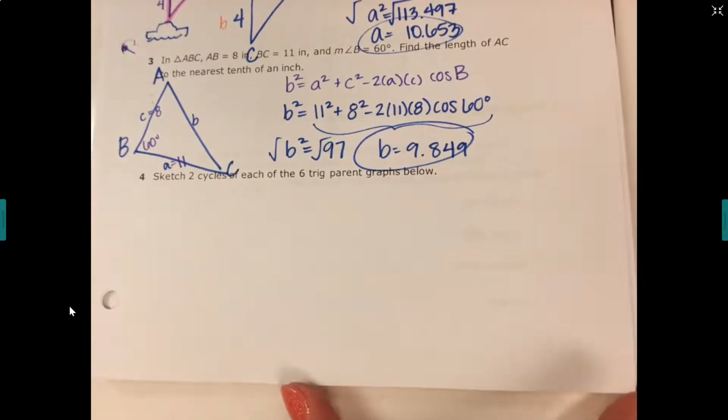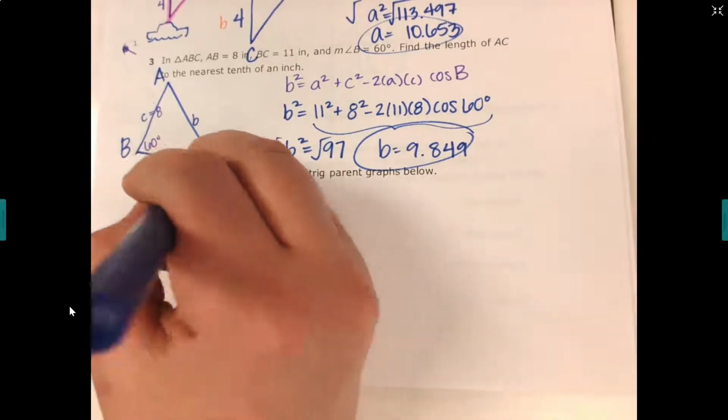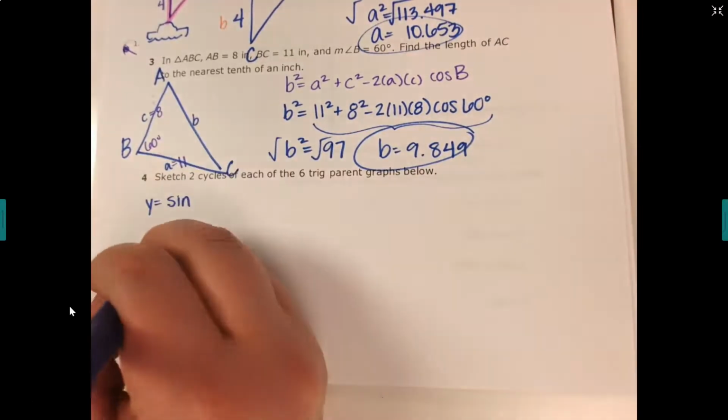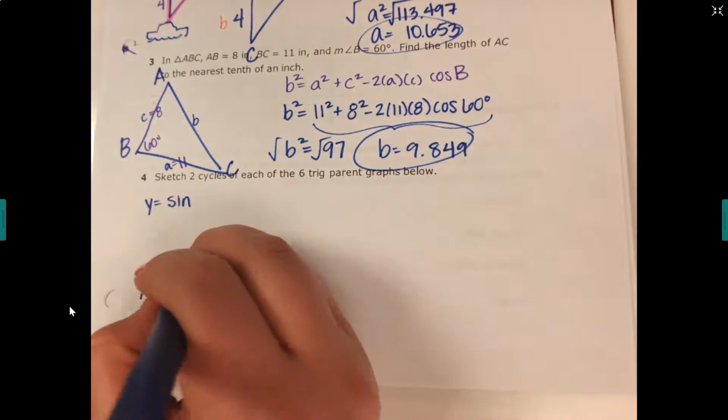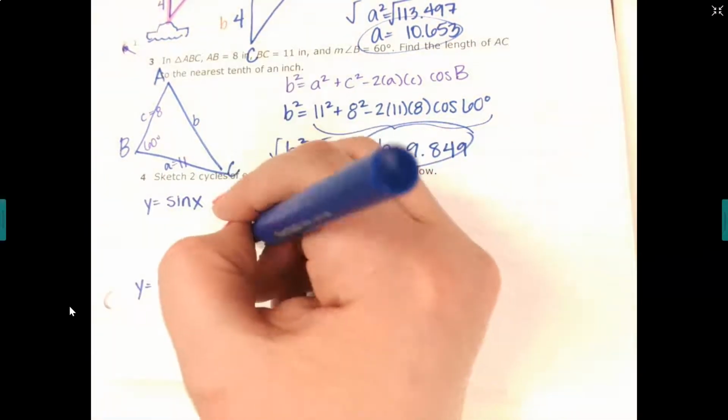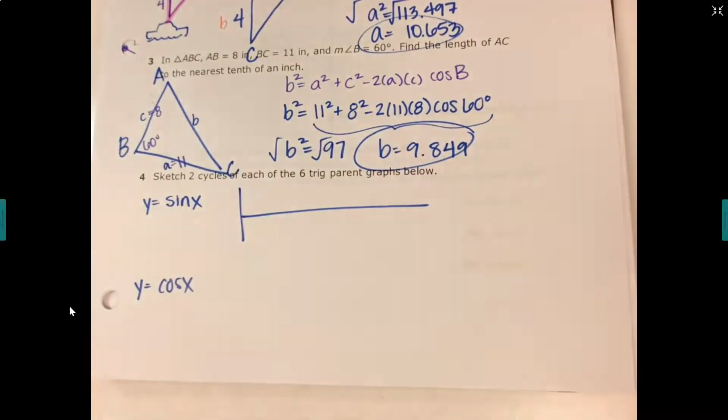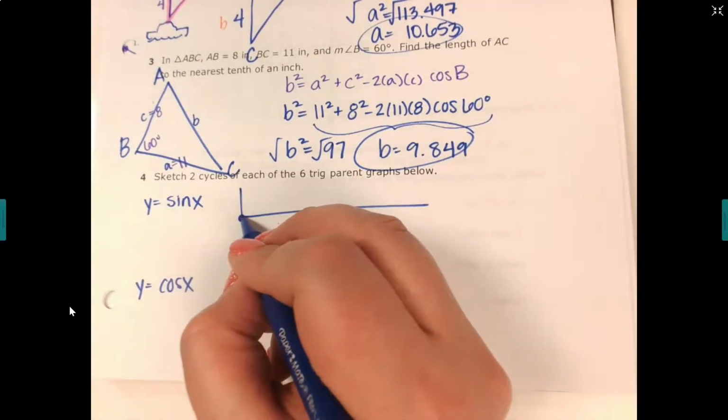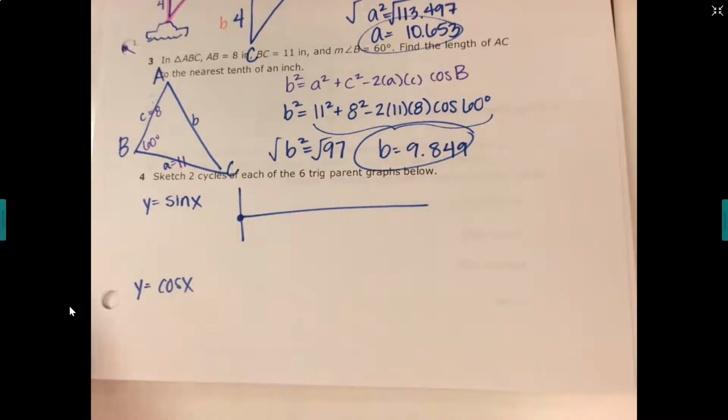Okay, sketch 2 cycles of each of the 6 parent graphs. We're just going to sketch sine and cosine. Those are the only 2 that we really covered. Where does sine start? Middle. Now, let's say you forget. What do you have for your test? A graphing calculator. Okay, so if you forget, just graph it in the calculator.